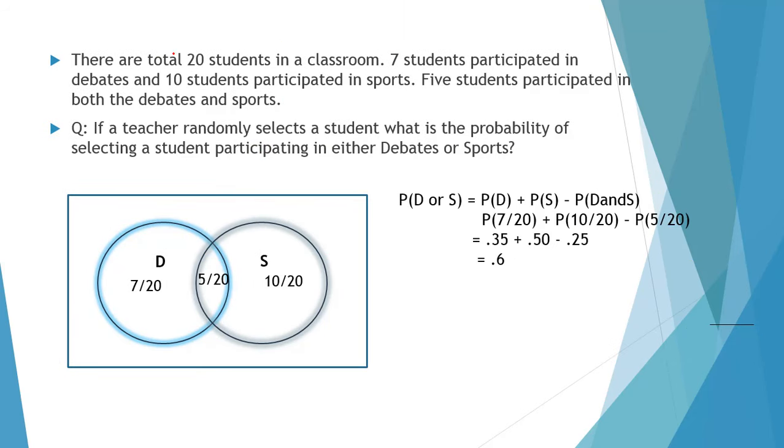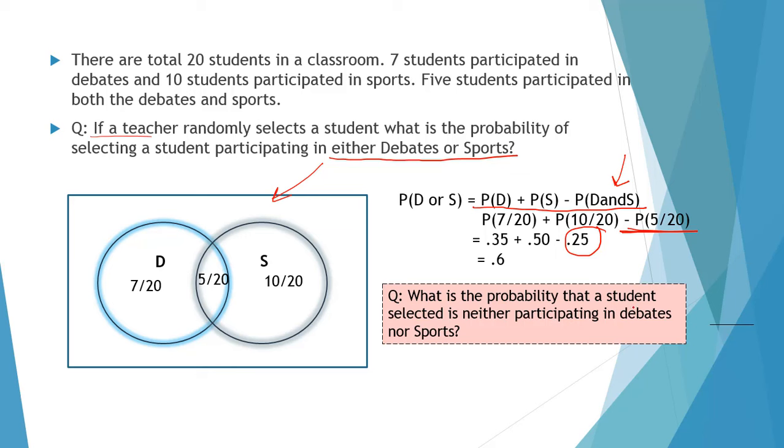Taking this question again, if a teacher randomly selects the student, what is the probability of selecting a student participating in either debates or sports? So the events are not mutually exclusive. A Venn diagram is showing this. We are familiar with this formula and how it was operationalized in the last lecture to remove the replicated event. In the same way, we have to subtract the replicated probability.